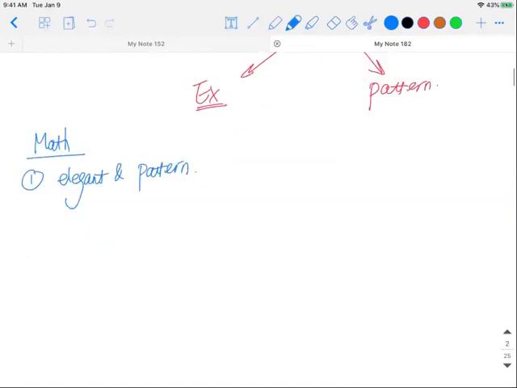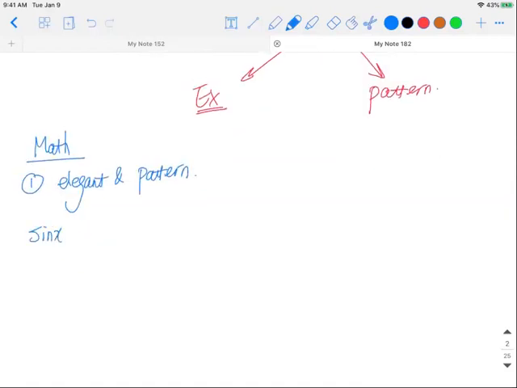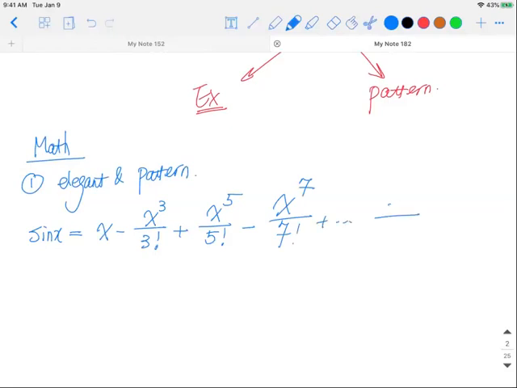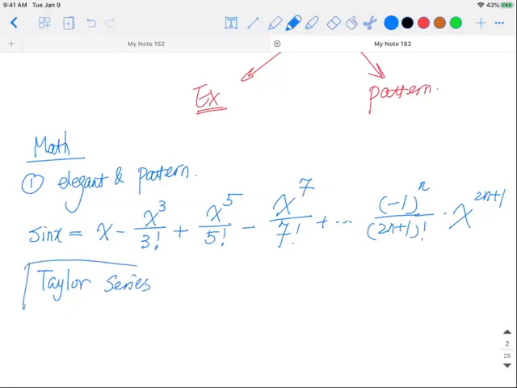For instance, I don't know if you guys are familiar with Taylor's expansion. So sin x can be written as a sum of different polynomials. Let's say sin x can be written as x minus x cubed over 3 factorial plus x to the 5 over 5 factorial minus x to the power 7 over 7 factorial, all the way to minus 1 to the power of n, x to the power of 2n plus 1 over 2n plus 1 factorial, right? This is the famous Taylor expansion, or you can say Taylor series.